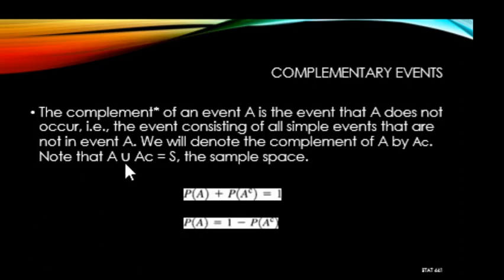And then the union of A and A complement. Think about this: all elements that are in A and that are not in A. If we put them together, we get the sample space back. So A union A complement is S.